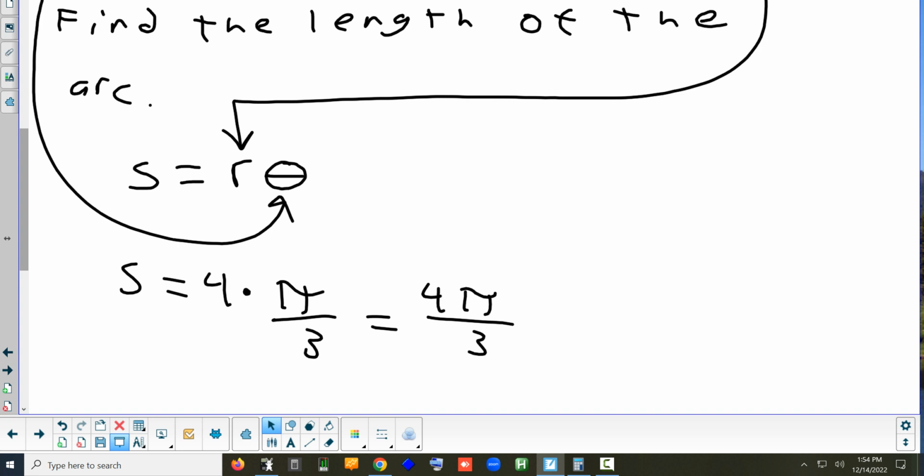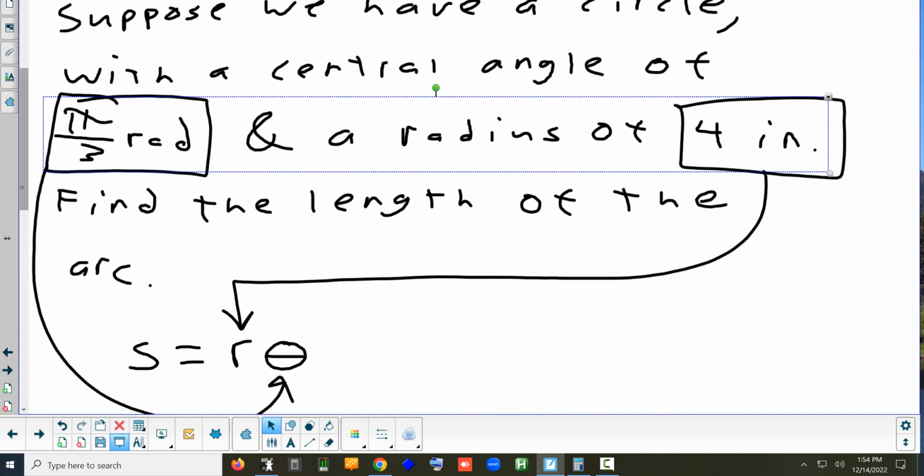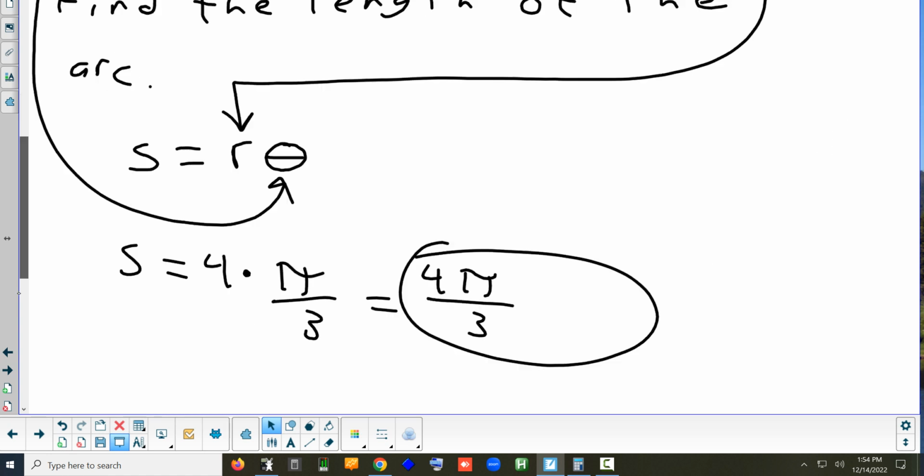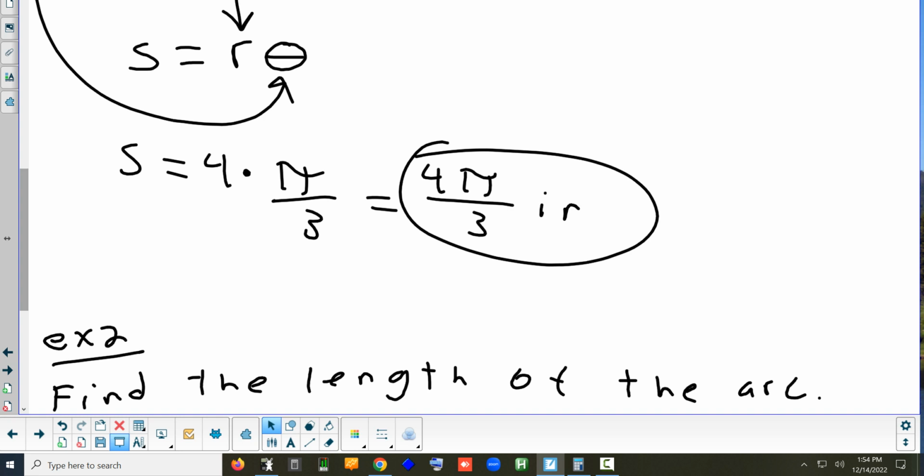What's S? Arc length. So the second word he said, that's important, length. In this problem, what was the units that they used to measure length? Inches. So this is 4 pi over 3 inches.